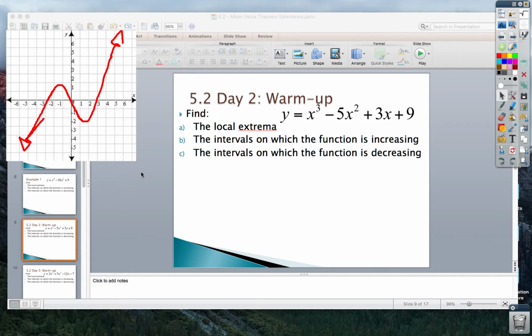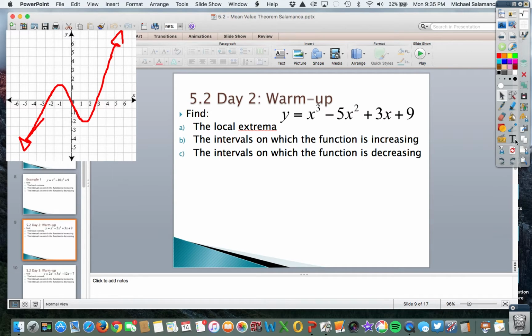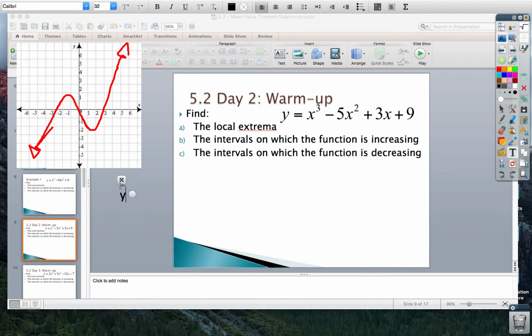So now we're going to take that derivative. So y prime turns out to be 3x squared minus 10x plus 3. We're going to set that equal to 0. We're going to factor this. This turns out to be 3x minus 1 times x minus 3 equals 0. And finally, we get x equals 1/3 and x equals 3. These are our two critical points.